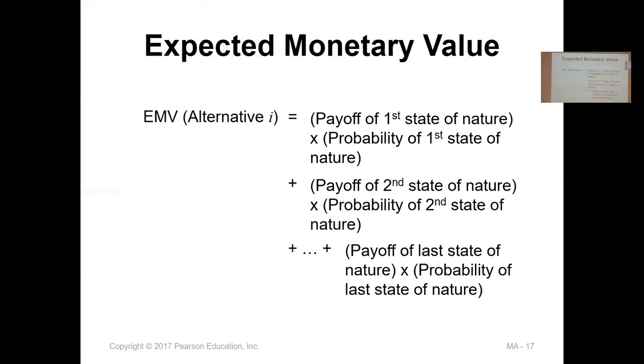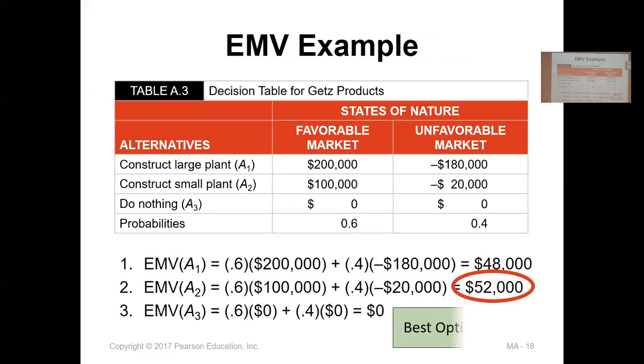The expected monetary value looks like this, and I think that's more confusing than when we get into Excel and can actually look at what's going on. But basically, it's equal to the payoff of the first state of nature times the probability of that state of nature, because we know the probability, and then you add all those together, and that's what gets your EMV number.